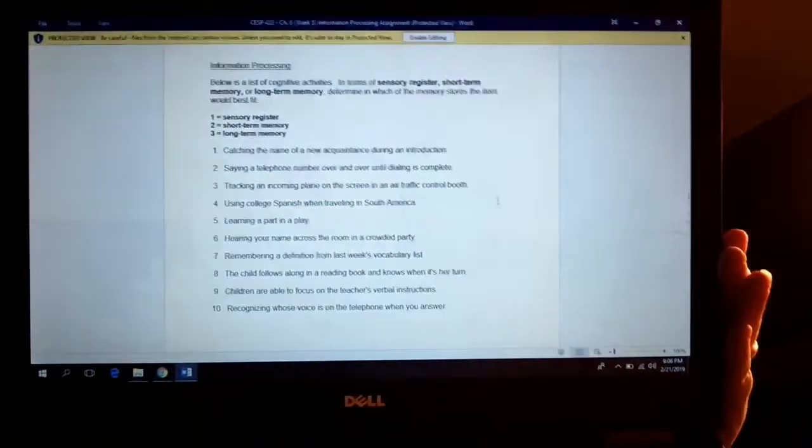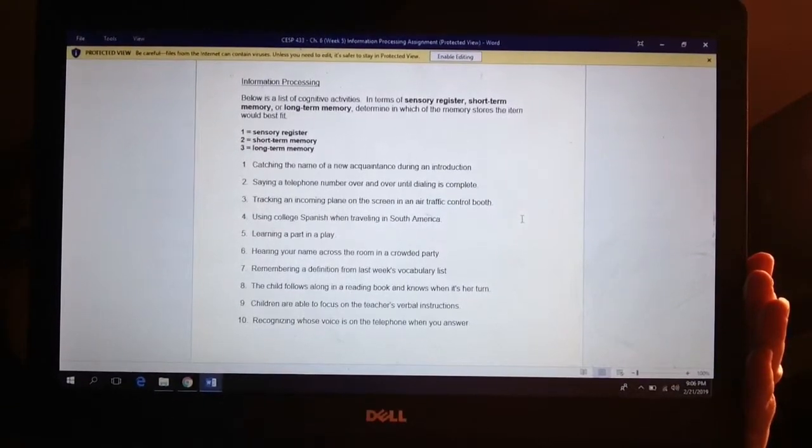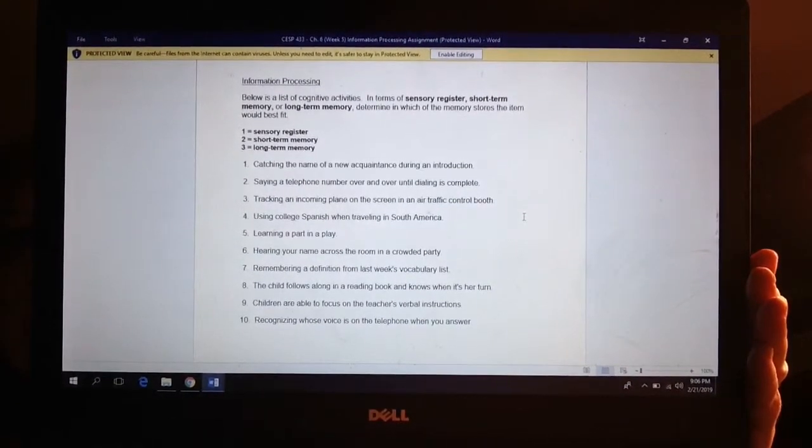Basically, one of the things I wanted to look at is the short-term memory, sensory register, and long-term memory, and I want you to differentiate which one of those three. So you're going to be picking in these 10 situations which one of those you think it is. Is it sensory register? Is it short-term memory? Is it long-term memory? There are 10 situations, and you will go through and simply list which one you think it is.